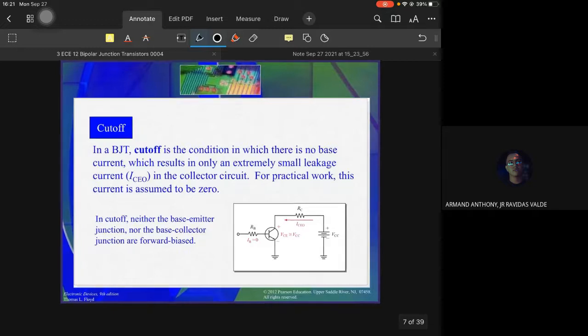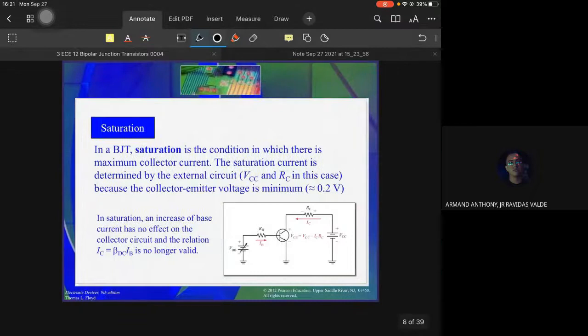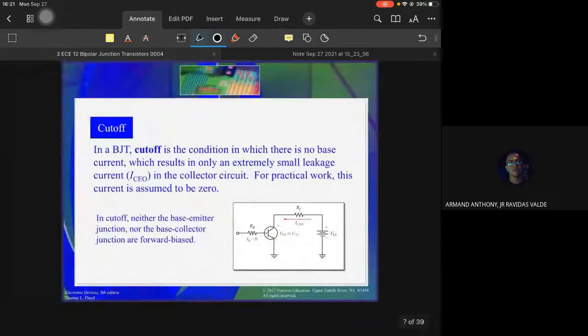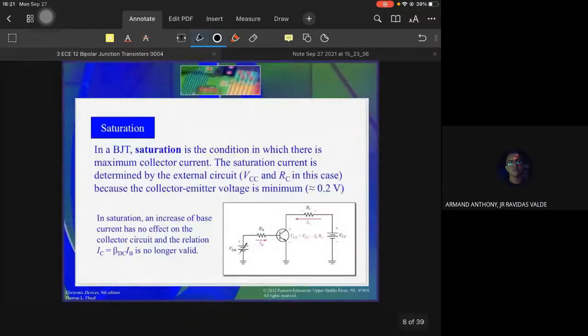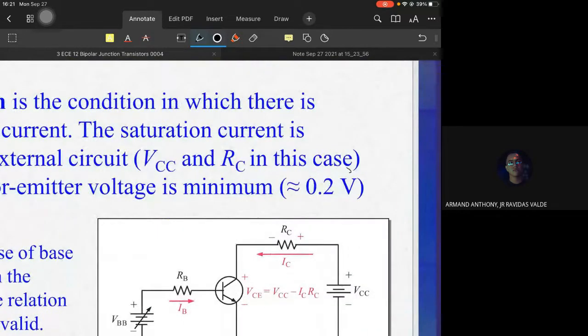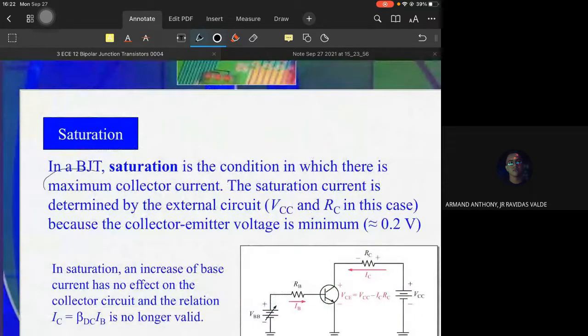As I said earlier, cut off. Both saturation and cut off are used in tandem. So, off, on, off, on. In saturation, the voltage is minimum, approximately 0.2, or we can approximate it as 0. The saturation current is maximum. The collector current is maximum.